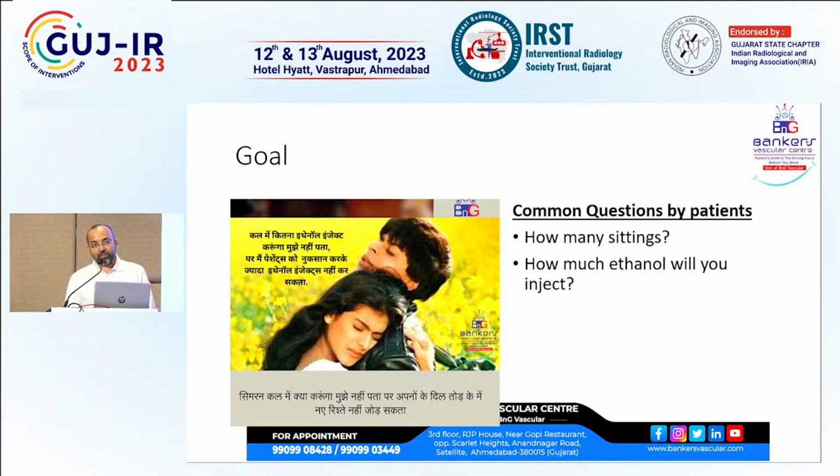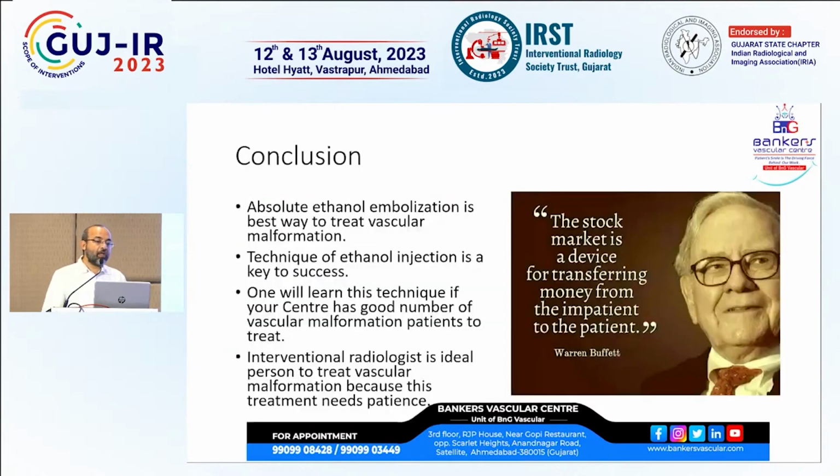So many times patients ask me, how many sittings are required, how much ethanol will you inject? All these are very direct questions, but while I start the treatment, I don't have an answer, because all these things depend on the nidal size, flow rates, and margin of safety. So, conclusion: ethanol embolization is the best way to treat vascular malformation because it kills the nidal cells and it gives a permanent cure.